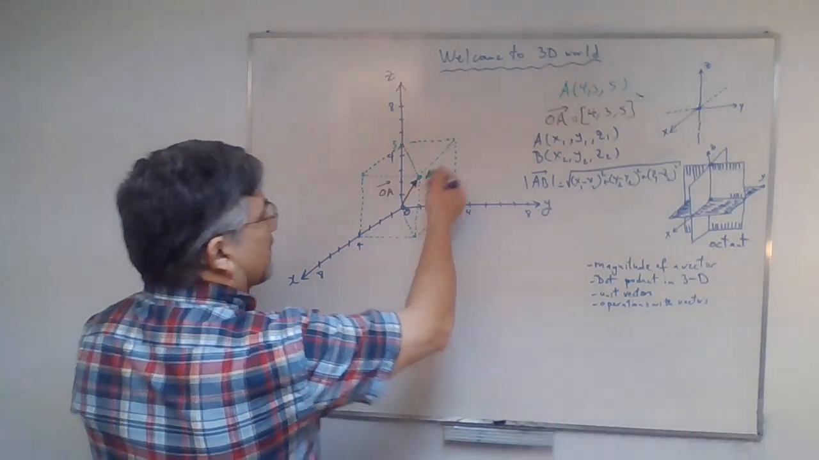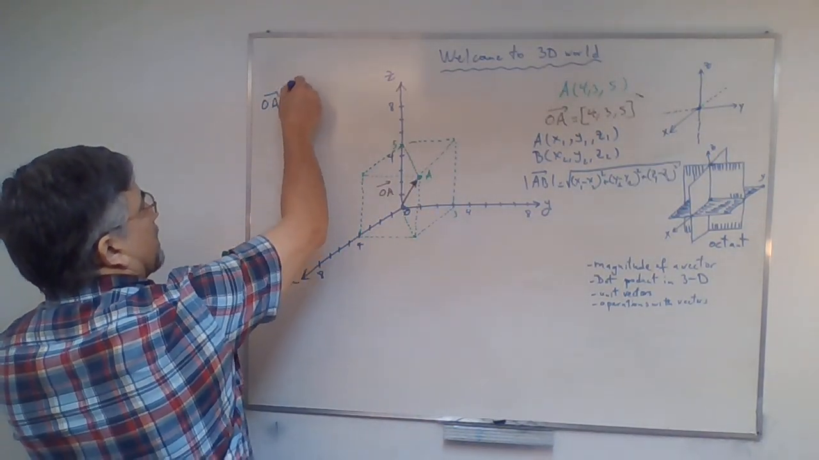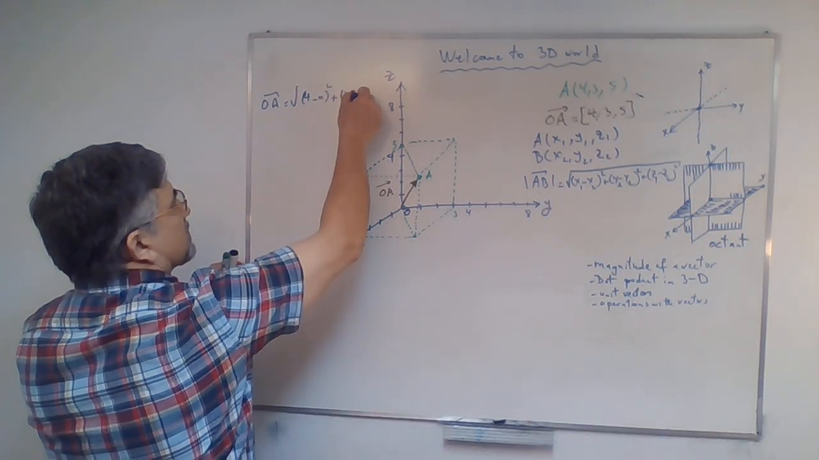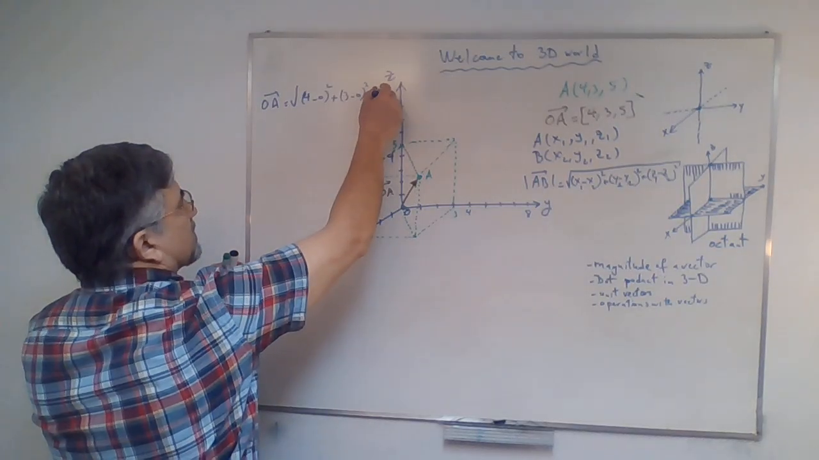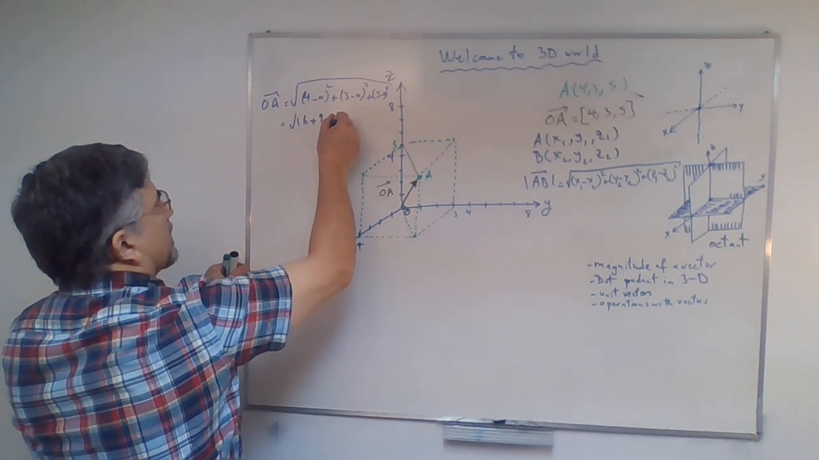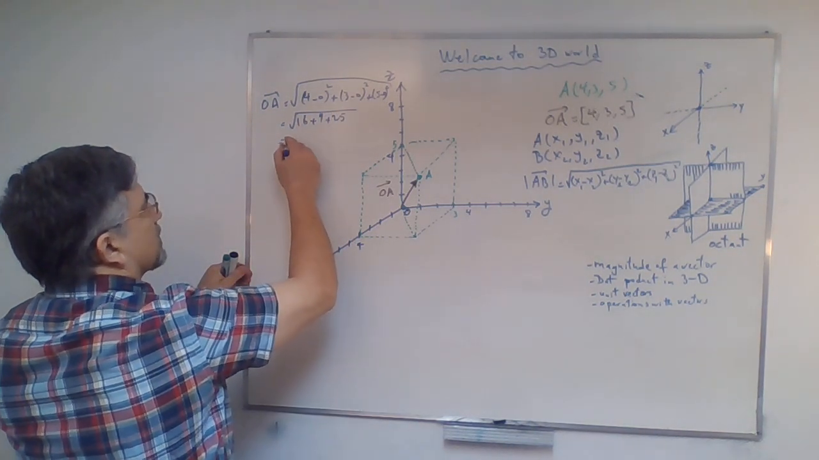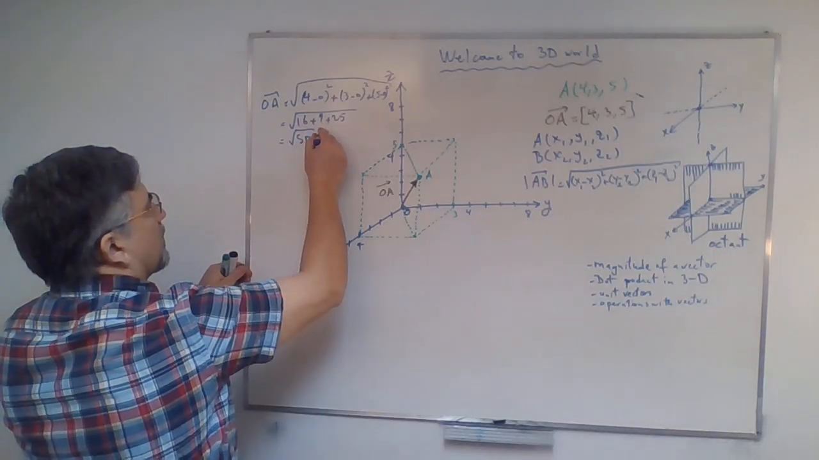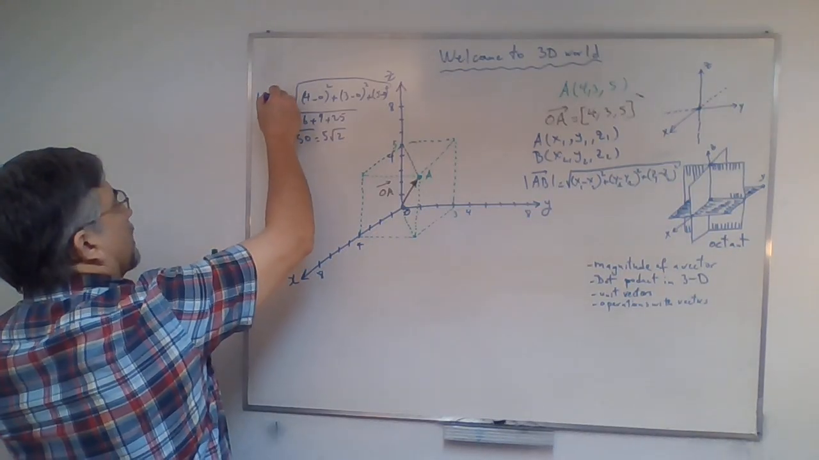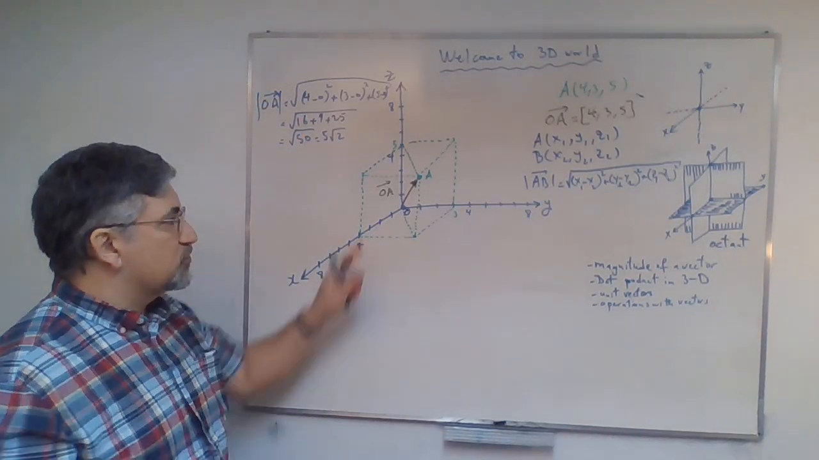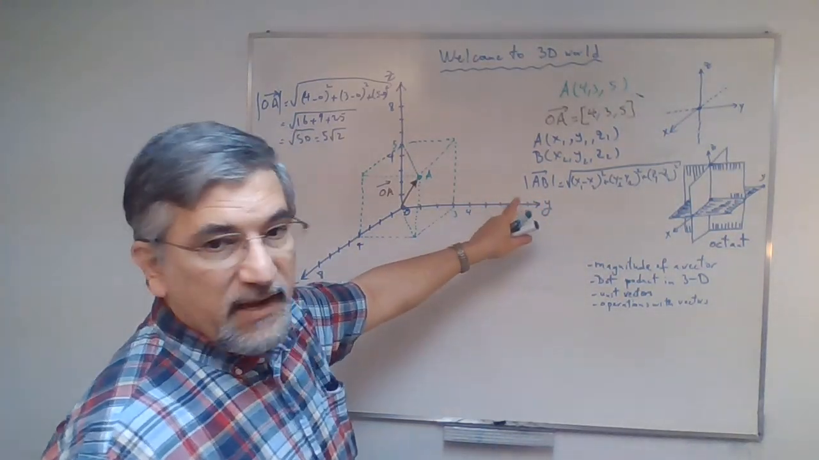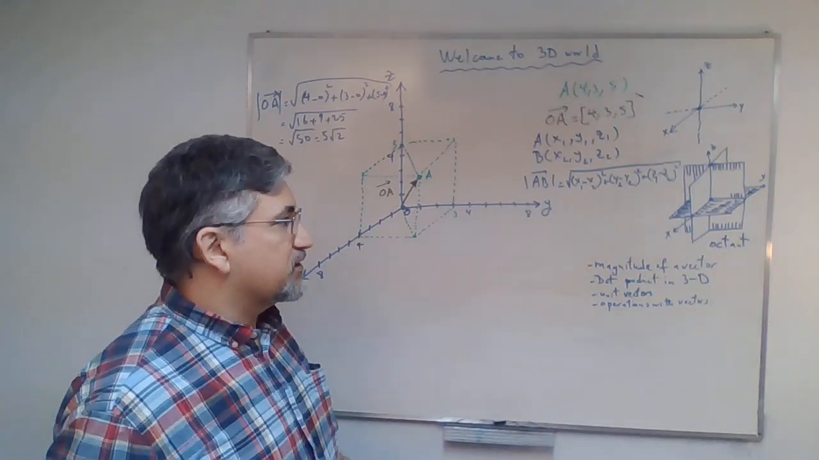Right now, this vector OA has a magnitude, which I would say is the square root of (4 minus 0) squared plus (3 minus 0) squared plus (5 minus 0) squared. So that's 16, 9, 25. That's the square root of 50 or 5 root 2. That's the exact value of the magnitude of vector OA. 5 root 2 is the magnitude of this vector. So in 3D, that's the formula we use to find the magnitude of any three-dimensional vector in the space.